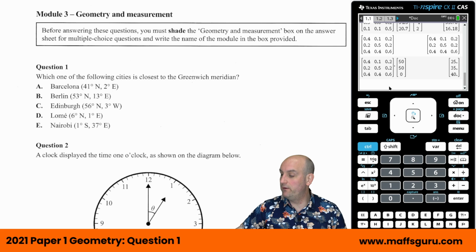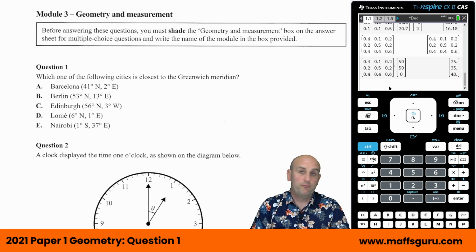Module 3, Geometry and Measurement. I really like this one. I believe there were some really nice questions in this one.